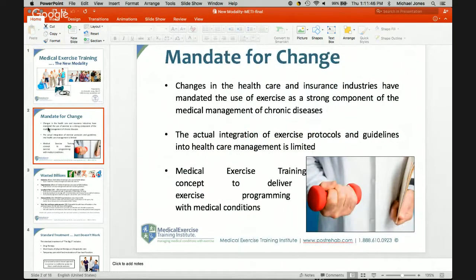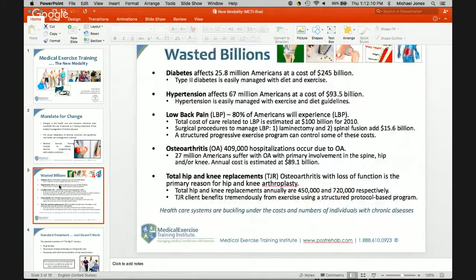We're seeing changes in our healthcare system and with insurance carriers that are now mandating that exercise become a strong component of the medical aspect. We also know that we need to integrate medical protocols and guidelines into the healthcare management process. Well, medical exercise training, which is what we do, is the concept of delivering exercise programming to clients that have medical conditions. Now, we're going to transition to the next slide.